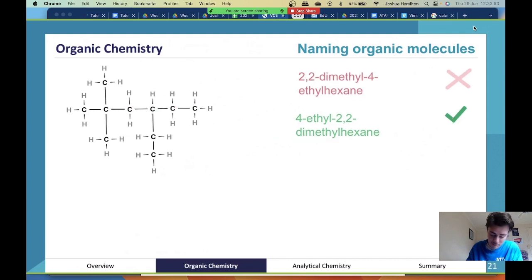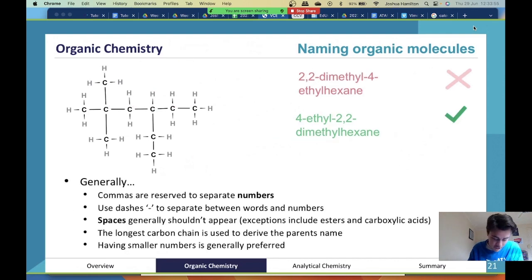I've already discussed that. Generally, commas are reserved to separate numbers, dashes separate words and numbers, and spaces generally shouldn't appear. So you know how I said, like here, you've got dimethylhexane. As much as it reads like three words, dimethyl sort of flows, but methylhexane reads like two words. It reads like a name. There's a space in between, but don't put the space. Not going to lose marks for putting a space, but it just looks better. And for those of you who do want to follow chemistry further, don't put the space.